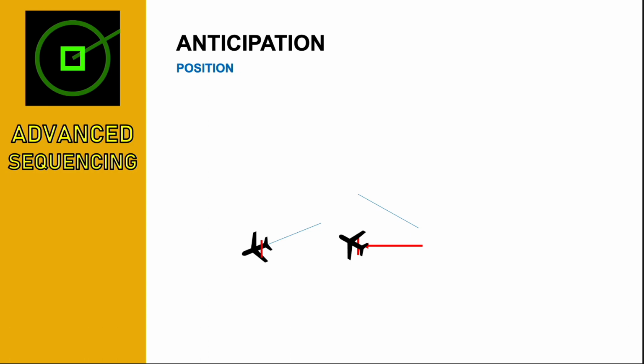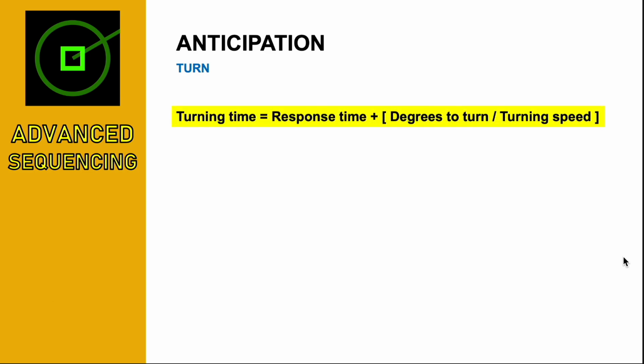And another thing that you need to anticipate is the time. This is the most difficult thing to anticipate because it's not that intuitive. How long is it going to take to complete the task? The turning time is very straightforward. Response time, which is usually 4 seconds, plus the degrees to turn.